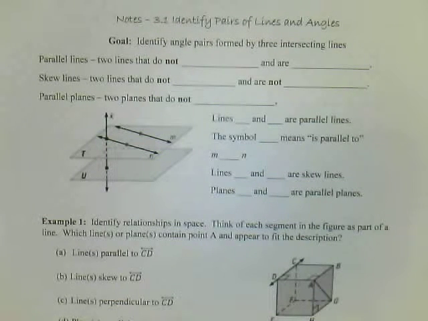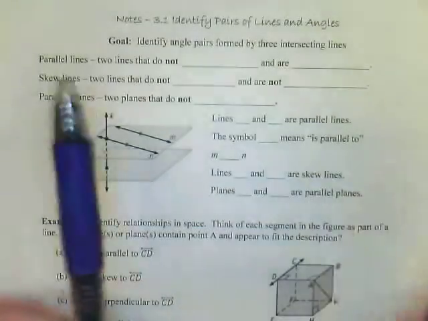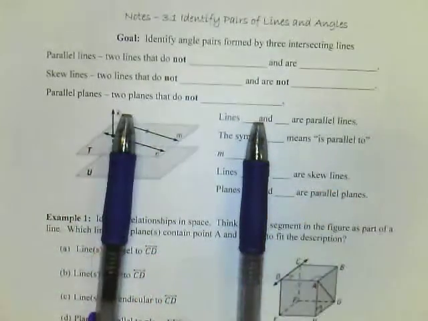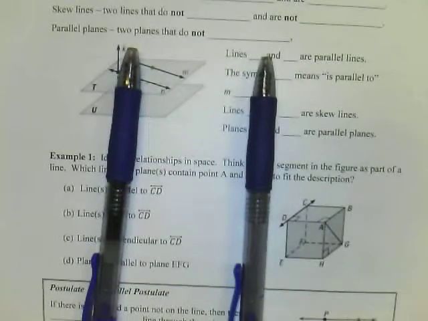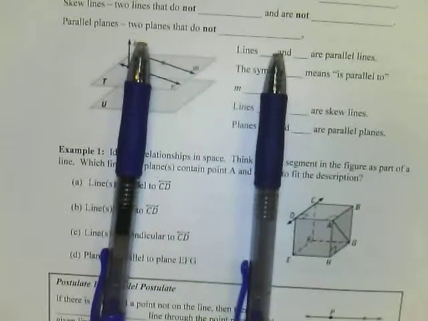In 3.1, we're going to be looking at parallel and skew lines. So parallel lines, as you know, is when you have two lines that never intersect. So like those pens, they continue on infinitely in the same direction, and these two pens, if you were to extend those lines forever, they would go on and never intersect.